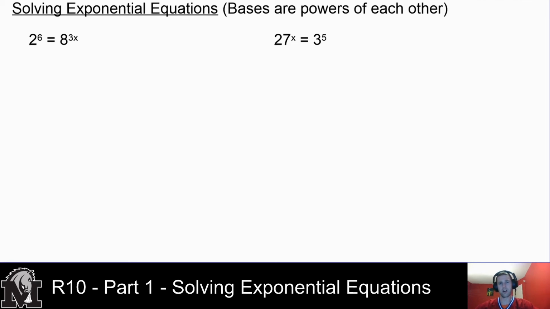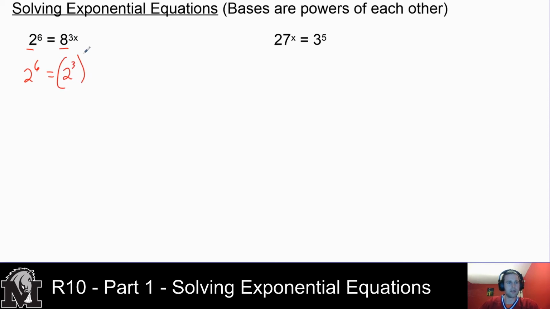If the bases aren't powers of each other, then we're going to have to apply some logarithms the same way we did in the previous question. So let's start with the one on the left. 2 to the power 6 is equal to 8 to the power 3x. Now, both 2 and 8 can be expressed as 2 to the power something. 2 is 2 to the power 1, so I'm not really going to mess with that one, 2 to the power 6. But 8 is 2 to the power 3.